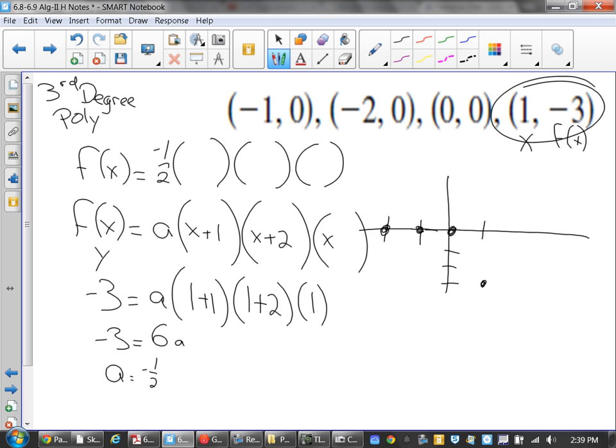that it's negative, so it's coming up this way and it's doing that. And you could theoretically figure out your maxes and mins off of this.